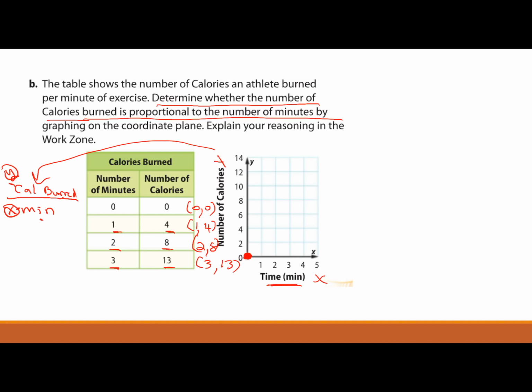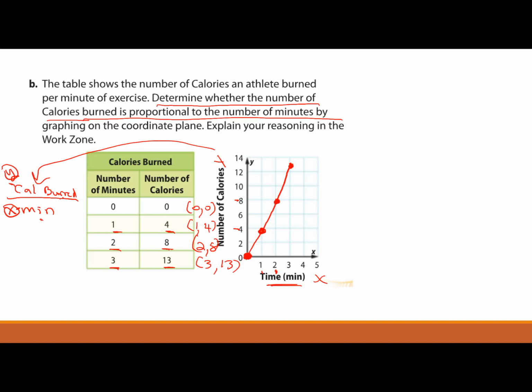Maybe it's proportional. Let's do 1, 4. So 1, 4, that's here. 2, 8 is here. And 3, 13. It's looking good until we get to 3, 13. Now 13 is between 12 and 14. Okay. Now notice, this is straight all the way until we get here. This is not a straight line.